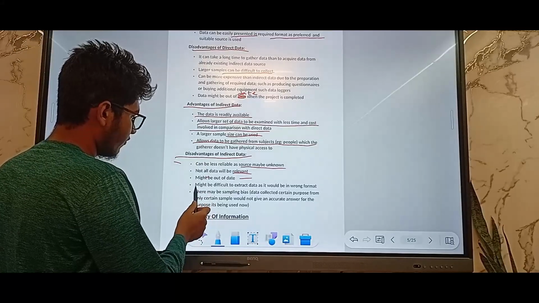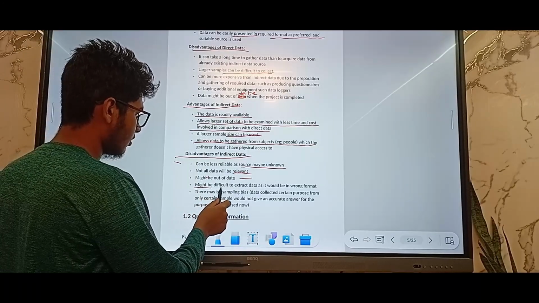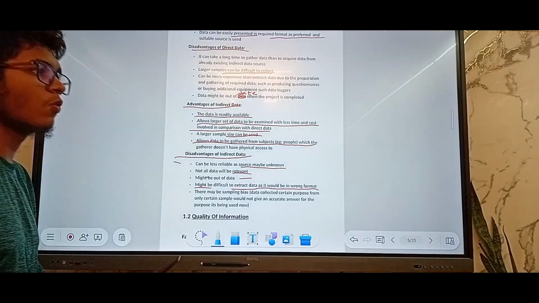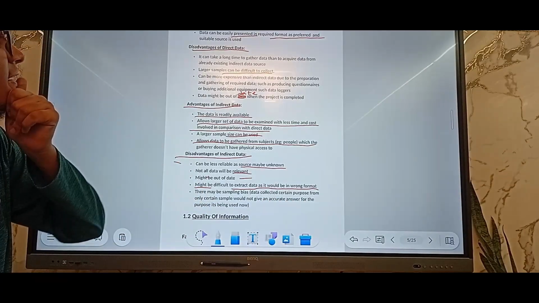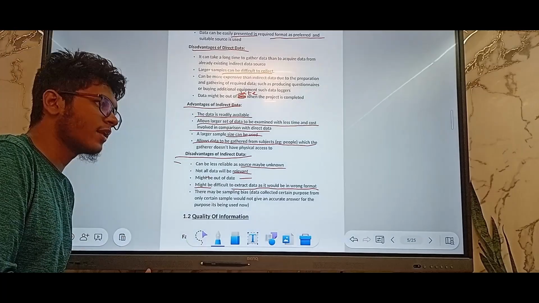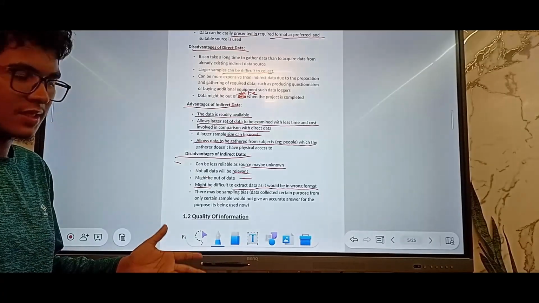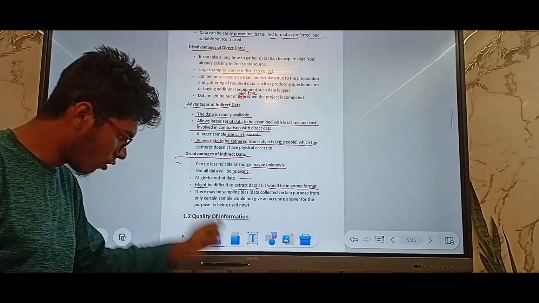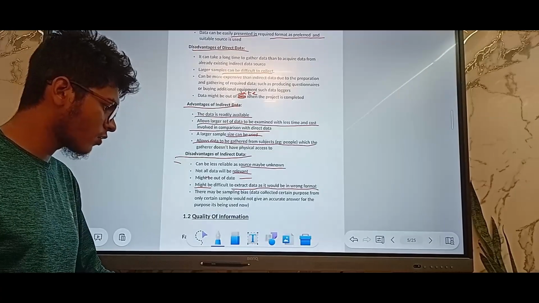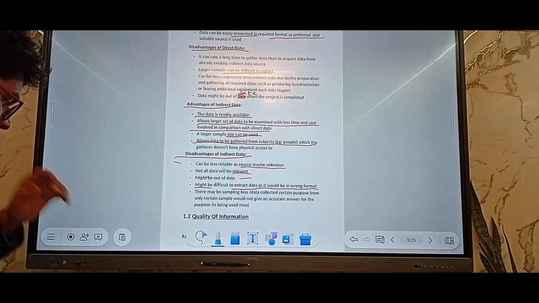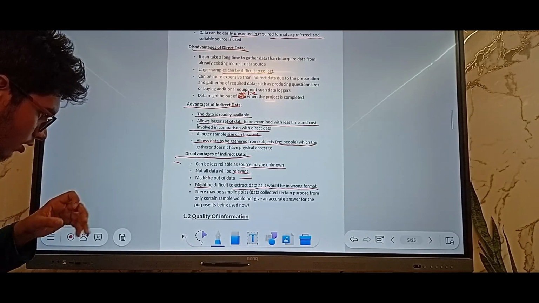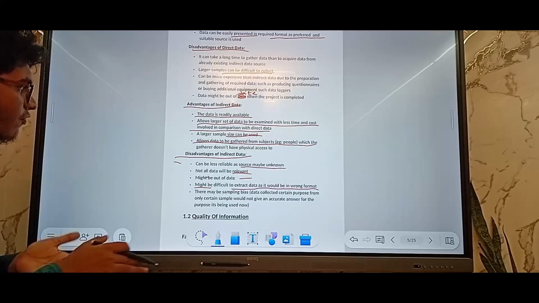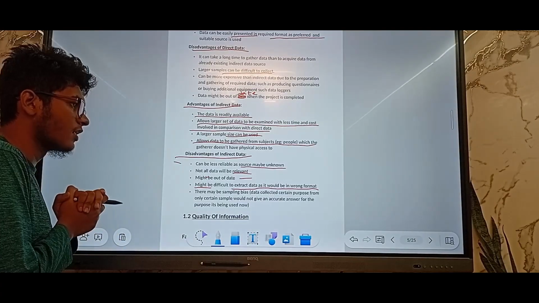Then we have: it might be difficult to extract data as it would be in the wrong format. Let's say you are trying to collect your data in a notepad, but the data is in Excel. This is just an example. Or maybe the data is in a notebook and you want to turn it into Excel, or transfer the data into Excel. It's going to be an issue because the format might be different.